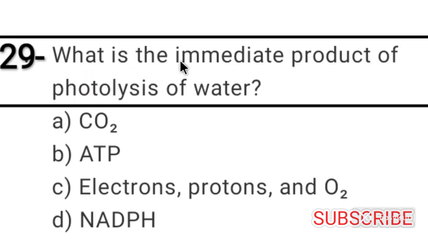Now come to question number 29. What is the immediate product of photolysis of water? Answer is option C, electrons, protons and oxygen.